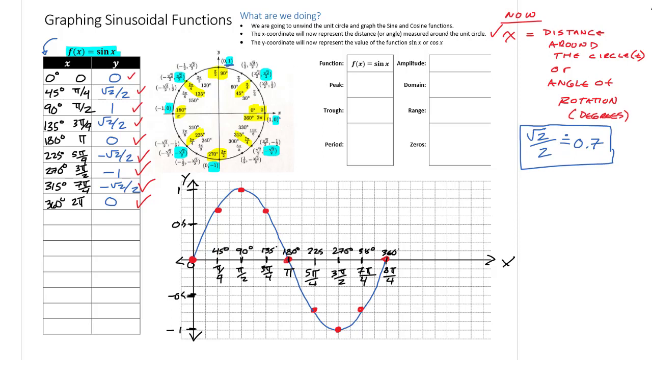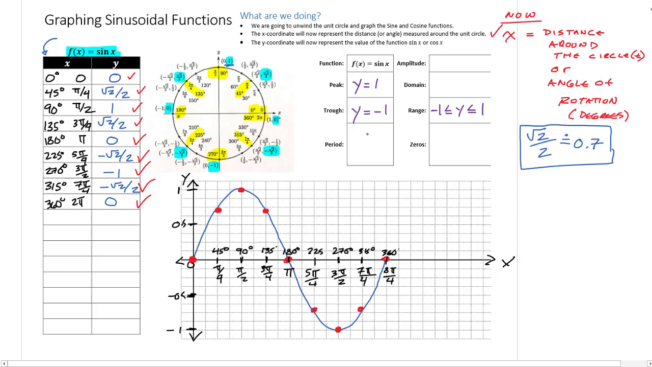All right, so let's talk about the important features here. What's our peak? Well, what's the highest y can be? The highest y can equal is 1. What's the lowest it can be? -1. So that tells me my range right there. Look at our graph, it's a smooth curve between 1 and -1. I could say y is between 1 and -1. There we go. Those are our y-coordinates, right?